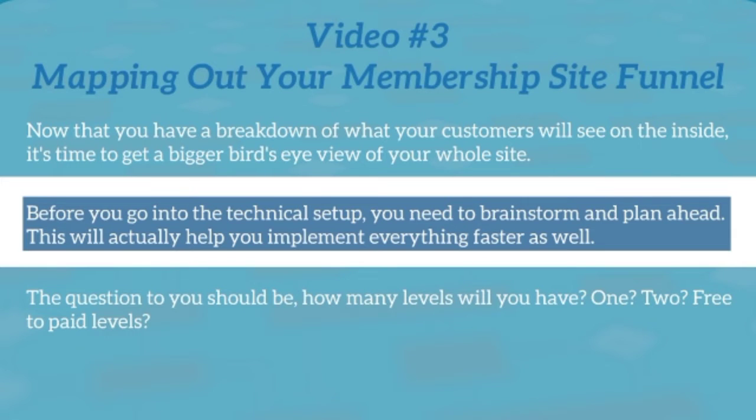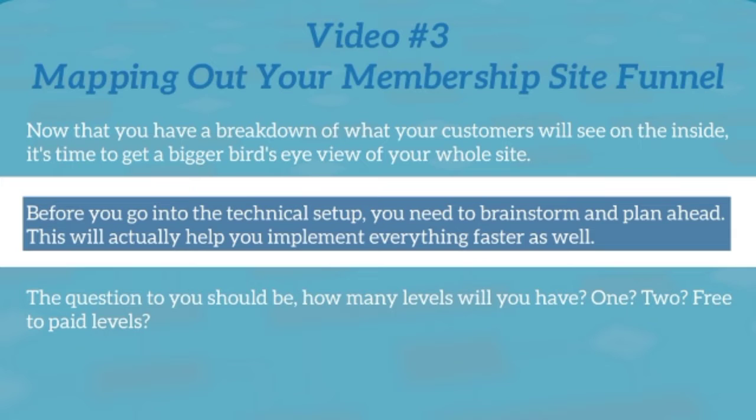So the question to you should be, how many levels will you have? 1, 2, 3 paid levels. Maybe you have a basic level, a silver level, a gold level, or maybe you have 3 different levels. You need to figure that out. Are these levels going to segment people into different scenarios? Maybe one level is access to a video course. Another level is access to a video course and software, or maybe a higher level is the video course, software, and maybe coaching. So that's something that you need to figure out.